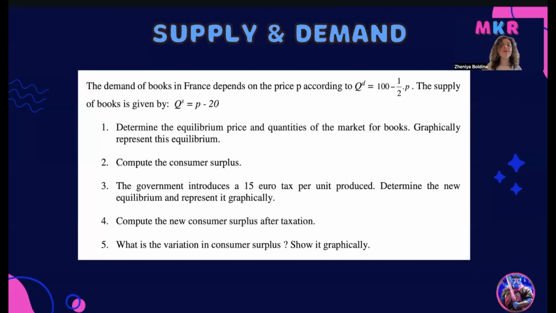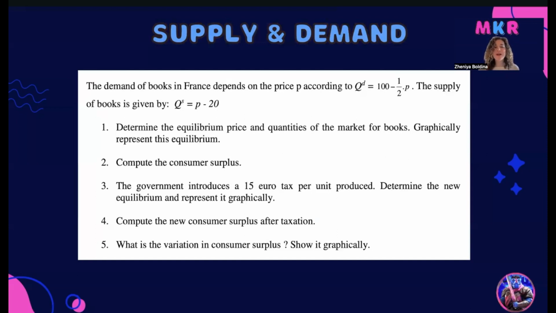Before we get into the step-by-step solution, I'd like to explain that it's important to know that for question 3, we have a 15 euro tax per unit produced. So we know that this will be impacting our producer, our supply side of the market, because it could also be a tax imposed on consumers, so it could be an income tax.